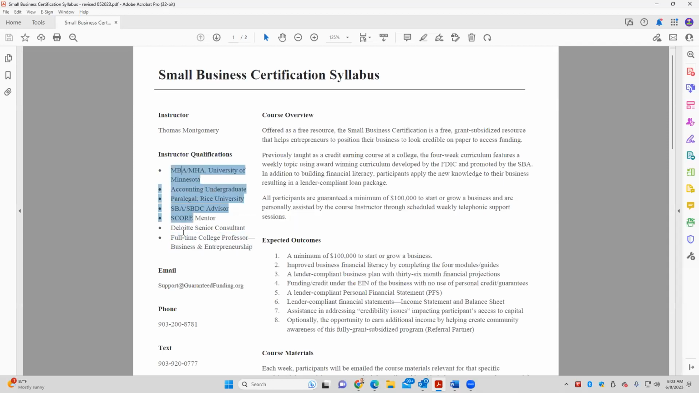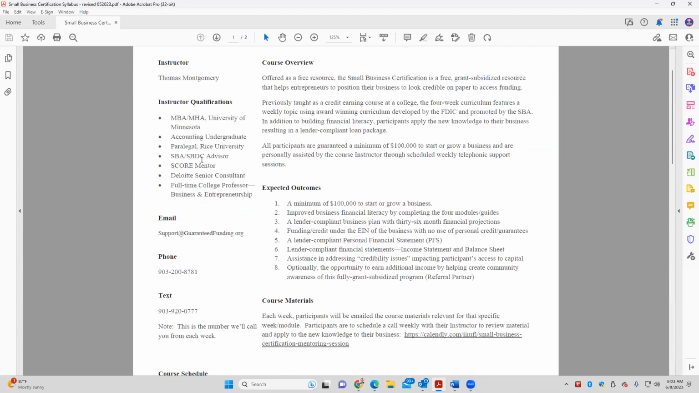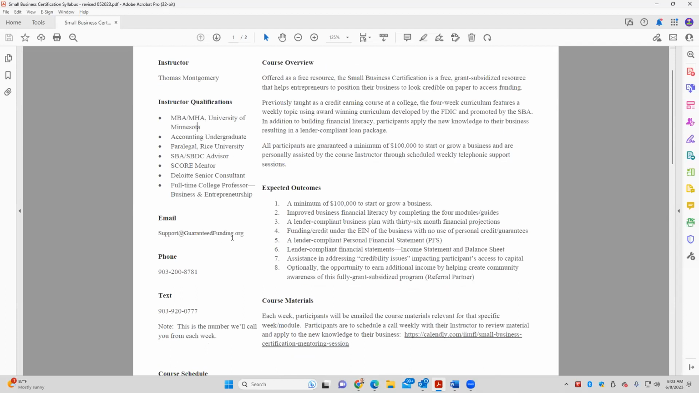So again, these bullets will vary based upon the given instructor that is teaching the small business certification for the individual who's enrolled. We want to make sure that the participants in the small business certification, in other words, our financial literacy curriculum, know how to reach their instructor. So each of us has an individual email. This is the email for me. Our office number is answered live Monday through Friday during office hours.